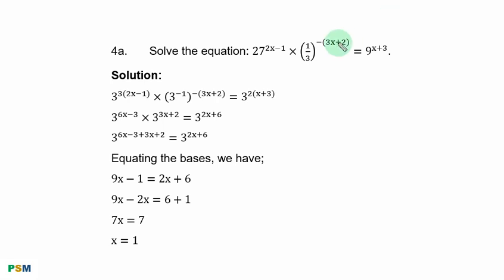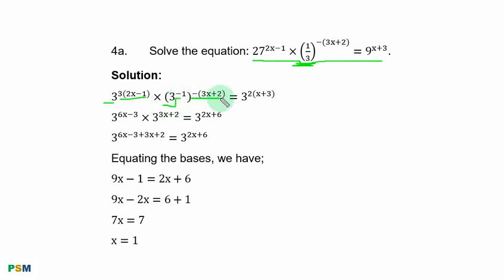Question 4a. Solve this exponential equation. If you check very well, the common base is base 3, so you express all the bases to base 3. 27 becomes 3 cube, to the power of the existing power. Then you use negative index to reverse this to 3 to the power of minus 1.